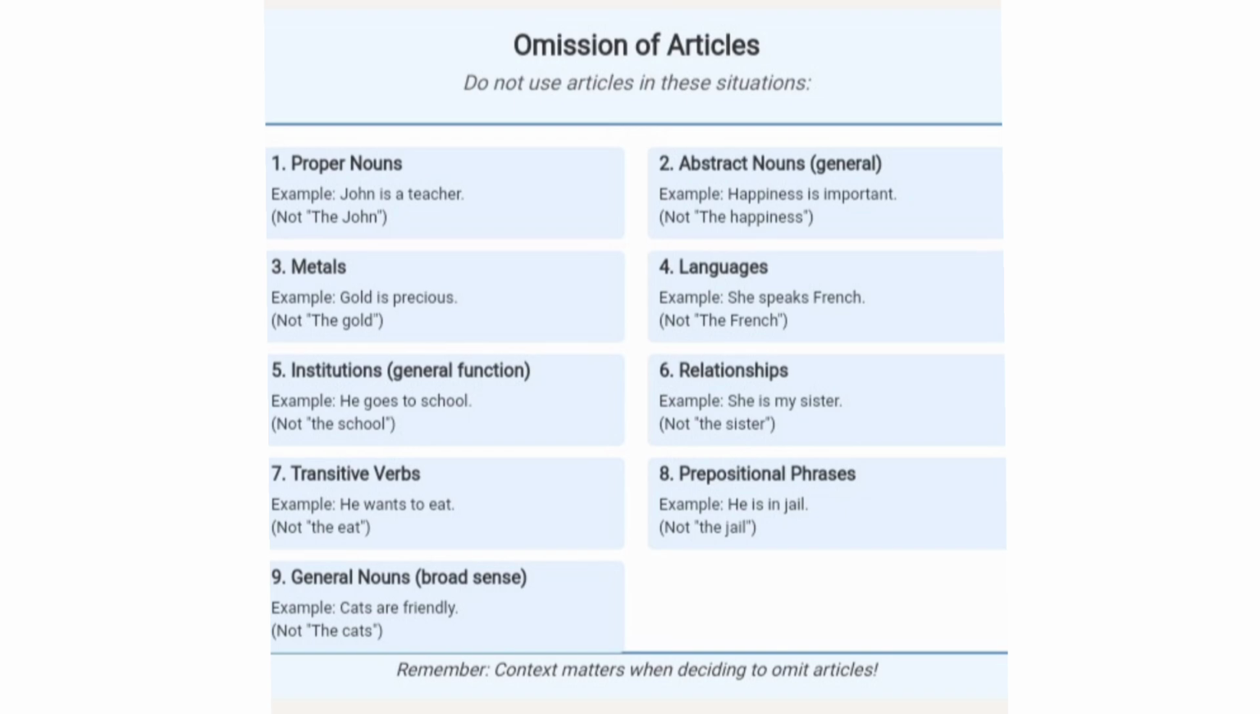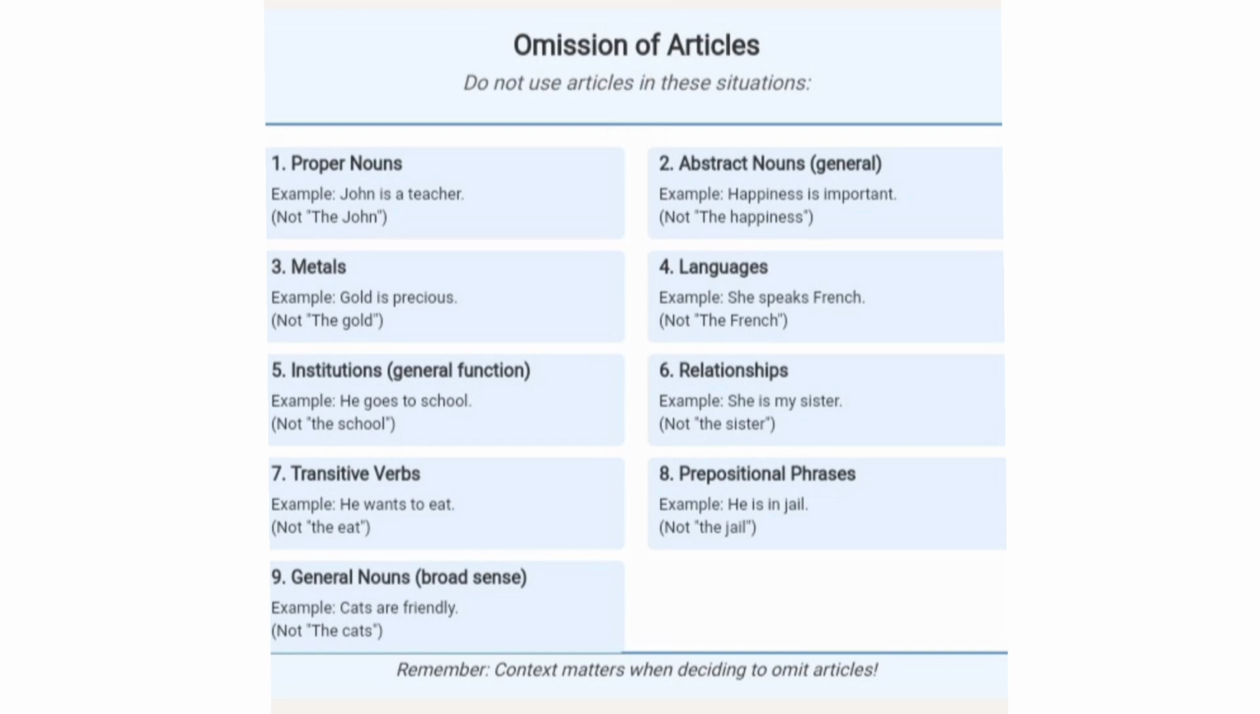Articles are not used before abstract nouns when referring to them in a general sense. For example, happiness is important. We should not say "the happiness." Before metals also, do not use articles before the names of metals. For example, gold is precious. We should not say "the gold."